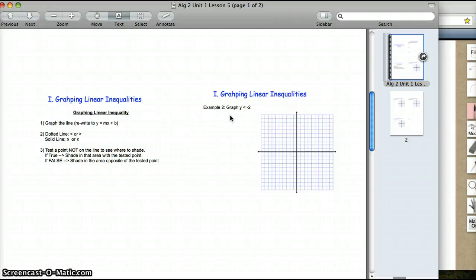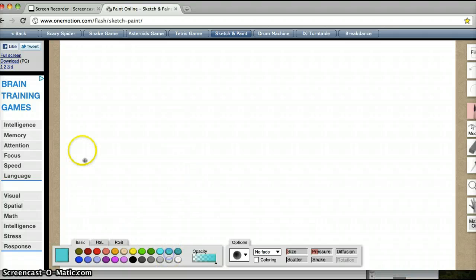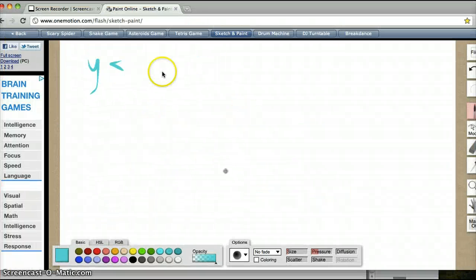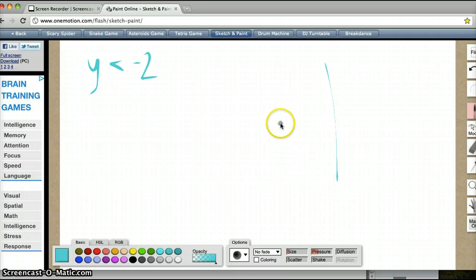So let's start with this first example. It says graph y is less than negative 2. So y is less than negative 2. Let's go ahead and draw our graph over here. So 0, 1, 2, 3, 4, 5, or I'm sorry, negative 1, negative 2, negative 3, negative 4, negative 5, and then 1, 2, 3, 4, 5 on the other axis, and negative 1, negative 2, negative 3, negative 4, and negative 5.